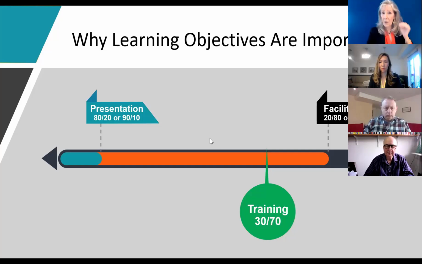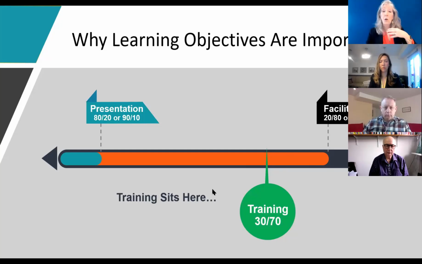So when we look at training and what good world-class training is, it sits down here at a 30-70 model. So it's part facilitation, part presentation, but 70% of the interaction comes from the participants. So we share a little bit of knowledge, we ask questions, we set up activities, but training these days, the expectation is 70% participation, only 30% from the actual course leader. And that's kind of a hard mindset shift to make for a lot of people.